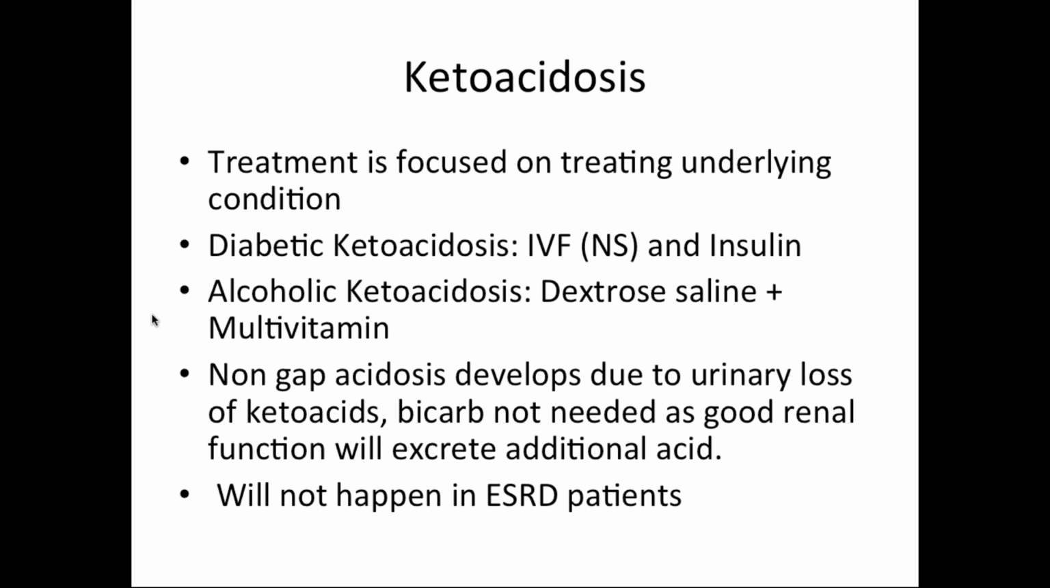It is also important to note that if you have an end-stage kidney disease patient who develops diabetic ketoacidosis, they will not have the volume loss because they don't have the hyperglycemia and the glucosuria, or the ketoacid loss because they don't have that. So you usually just need to give them insulin without too much fluids to correct their diabetic ketoacidosis.